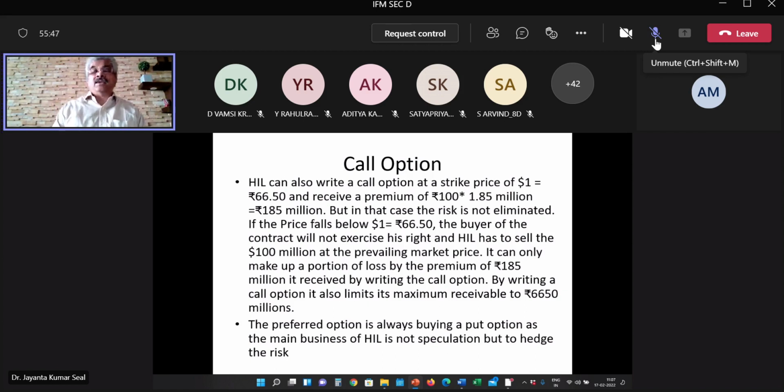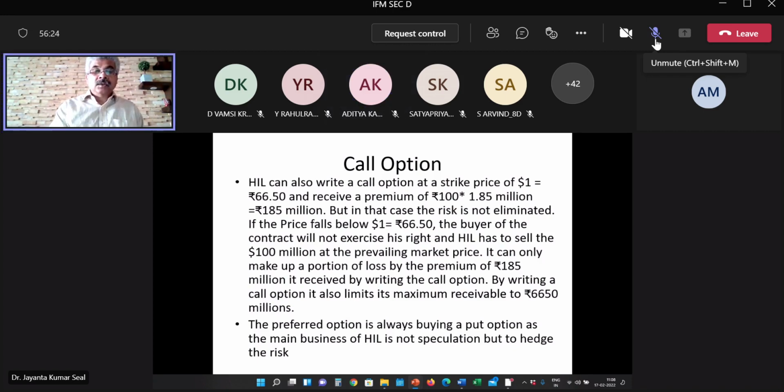So the basic idea here is always to remember that writing an option does not eliminate the risk. That does not mean that nobody will write an option. I told you in the previous problem, the Treasury Division will try to predict the price. So if the price estimated is again near 66.5 and Hindalco writes an option, it receives a premium of 185 million rupees. Make sense? Yes, sir.